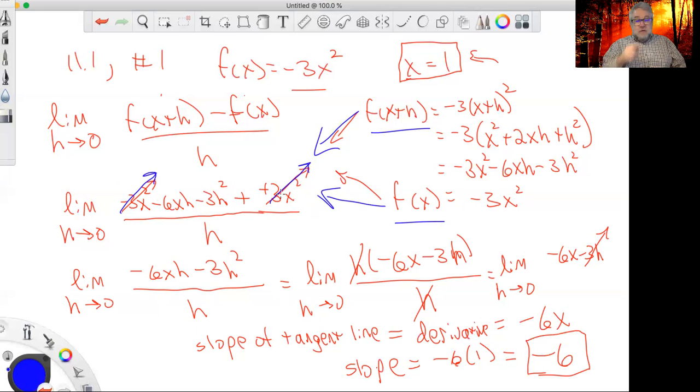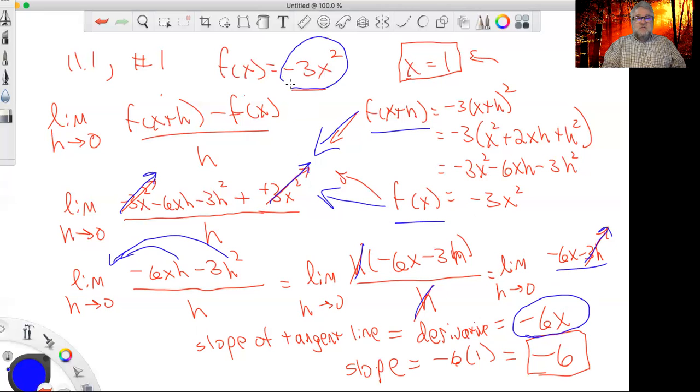So we canceled those out. I rewrote it, and then I factored the h out. You always have to factor the h out so you can get it out front here and see what's left over. And these cancel, and we're left with this. We plug in h equals 0. We wipe out that term, and we end up with minus 6x. So minus 6x is the derivative of minus 3x squared.